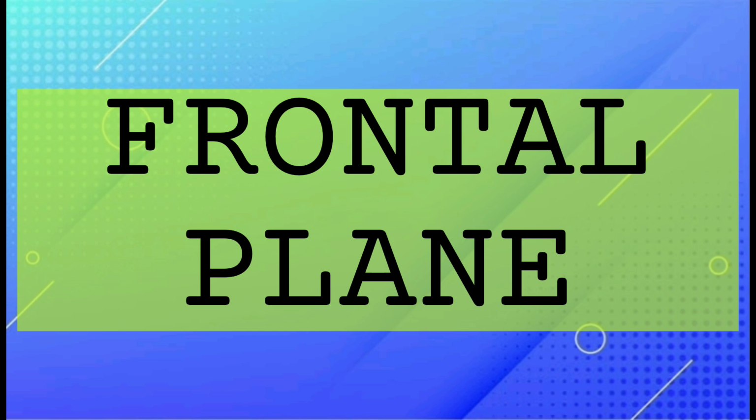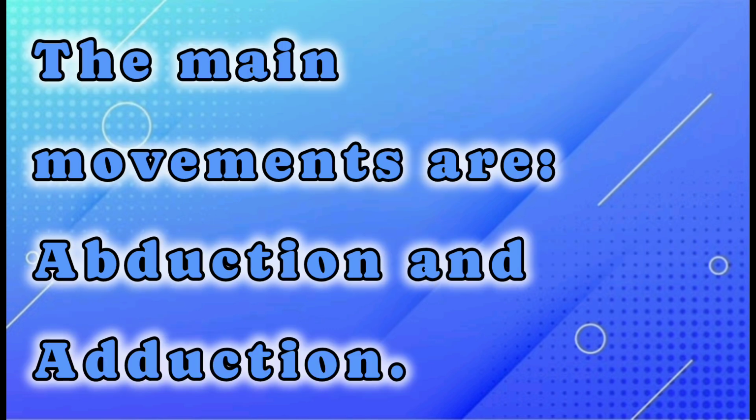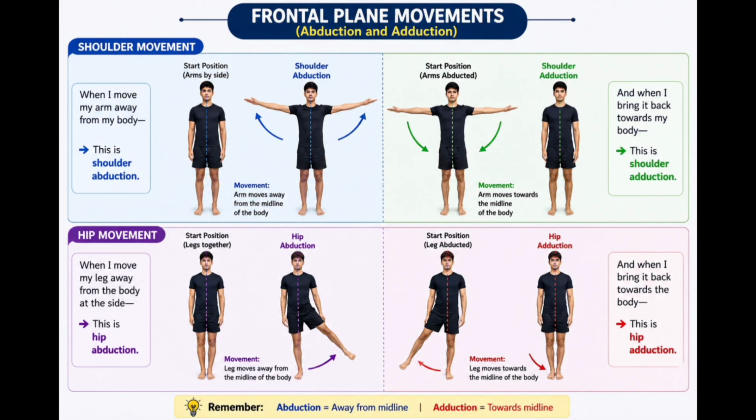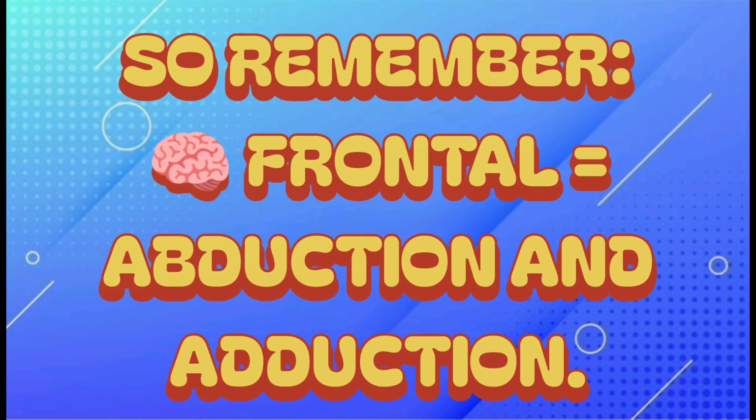Next is the frontal plane, also called the coronal plane. This plane divides the body into anterior and posterior parts. The main movements are abduction and adduction. For example, when I move my arm away from the body, this is shoulder abduction, and when I bring it back towards my body, this is shoulder adduction. Another example is hip abduction and adduction. Lateral flexion of the trunk is also mainly described in the frontal plane. So remember, frontal equals abduction and adduction.